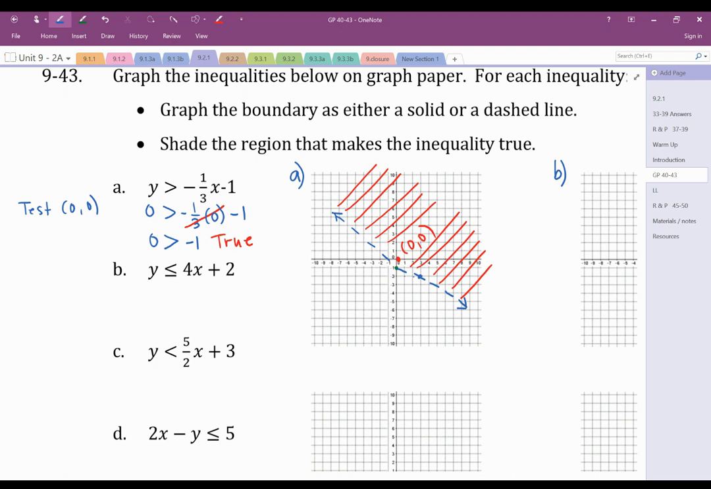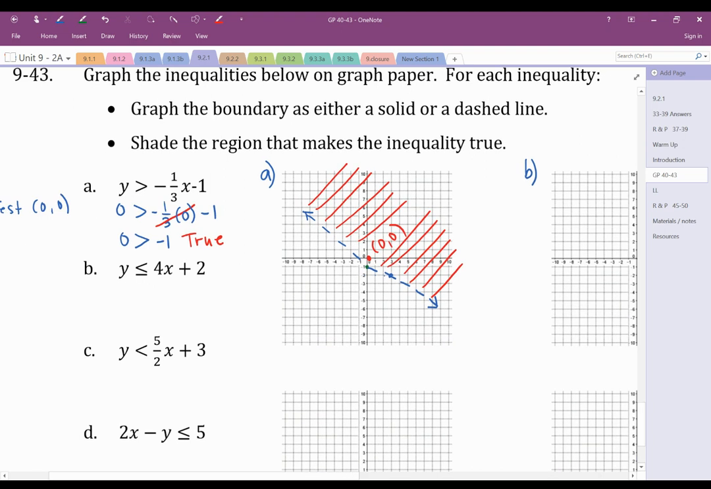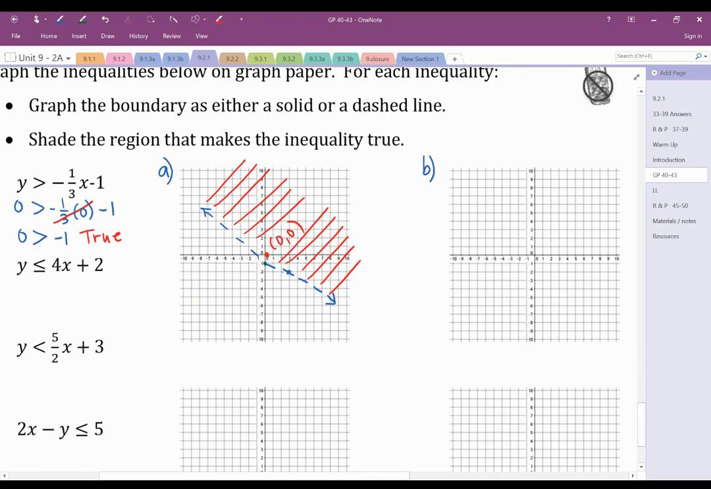Okay, so letter B, can we move to the right side? Okay, here, just a little bit. Now, for letter B, we have y is less than or equal to 4x plus 2. The first step is to plot 2. So that's the y-intercept. So that is pretty much here on this point.